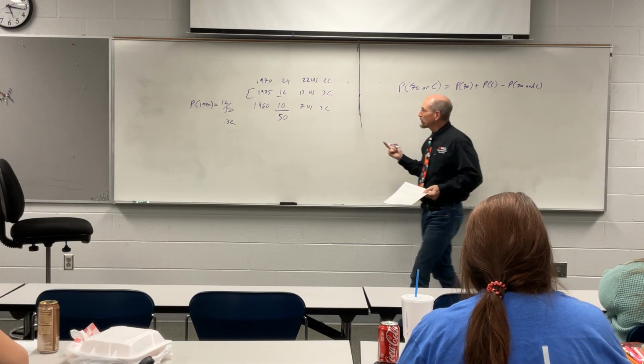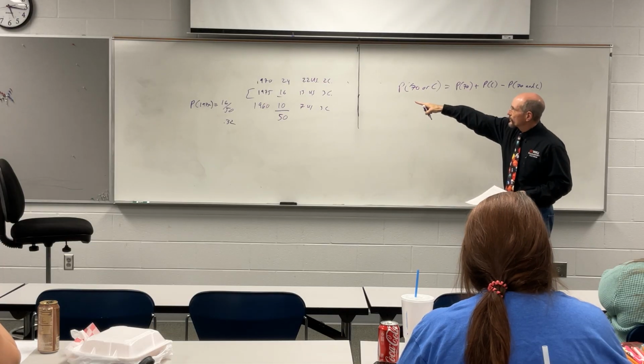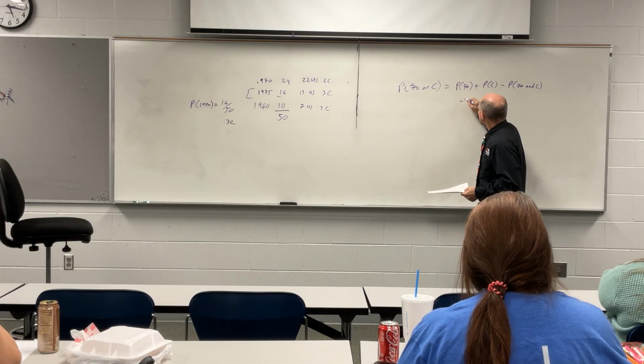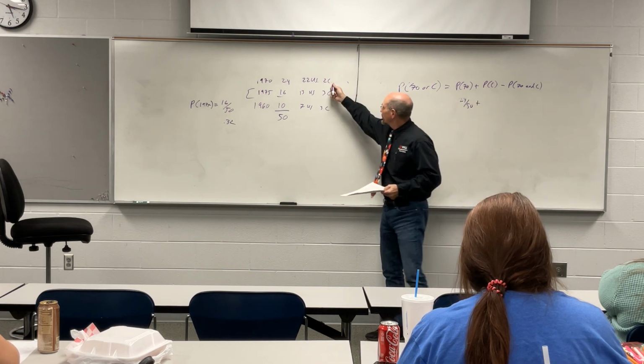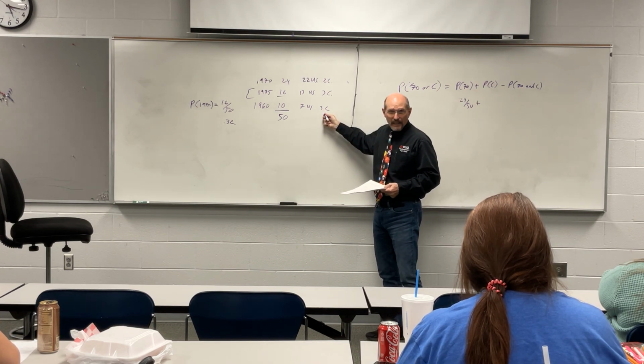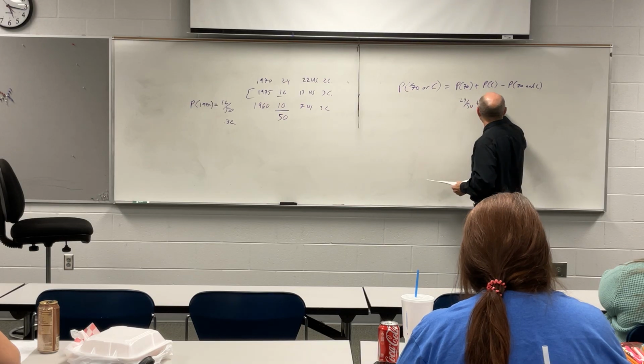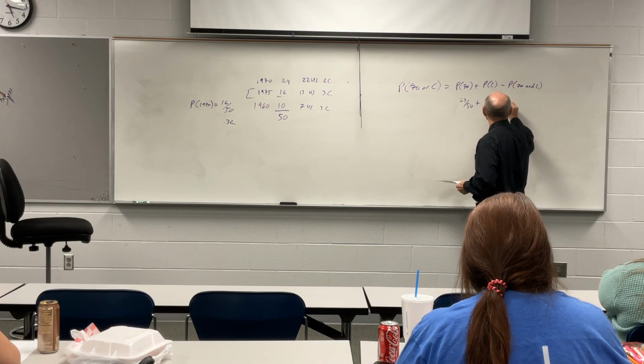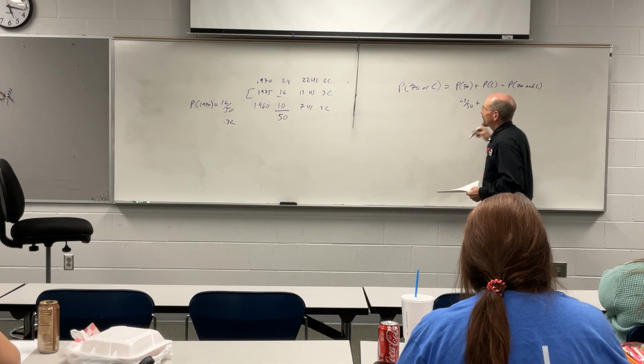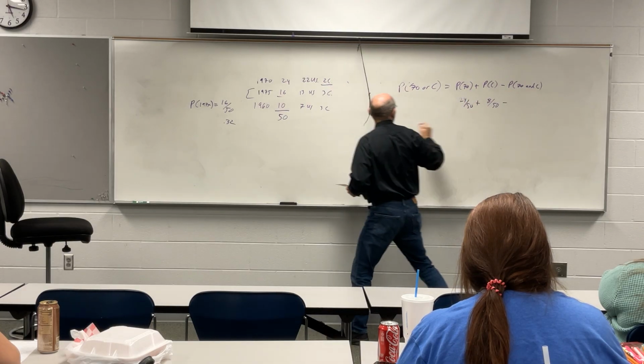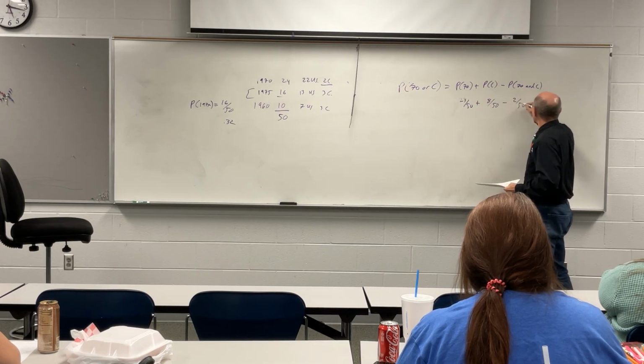So the first one was the probability of a stamp from 1970. There are 24 stamps from 1970. That's 24 out of 50. Plus from Canada, if you look at the total here, there are 8 total stamps from Canada. It's going to give me 8 out of 50. Minus 1970 and Canada, that's only this one, which is minus 2 out of 50.